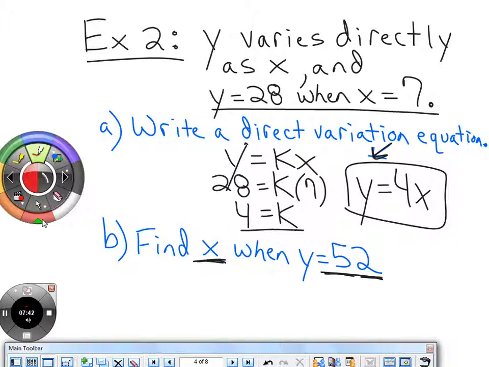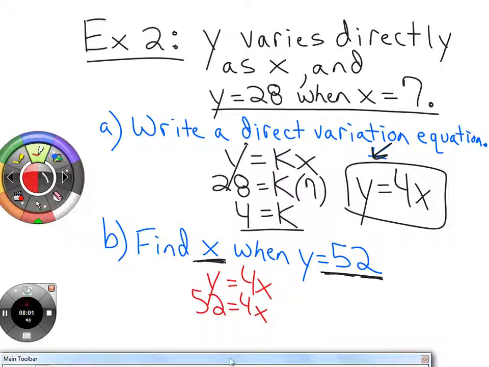It says find x when y equals 52. So we start off with the equation, y equals 4x, because we know that our k is always 4 now. And now they're telling us that y equals 52, and can you figure out what the x must be in this case? So we plug in a 52 for the y, and then we just solve for x. So divide by 4, and this will be 13. So whenever the y is 52, then the x is 13.